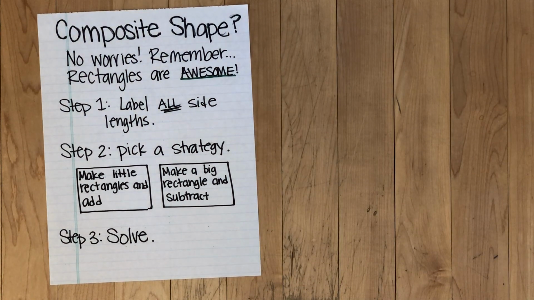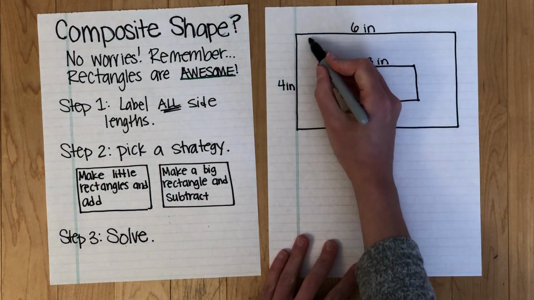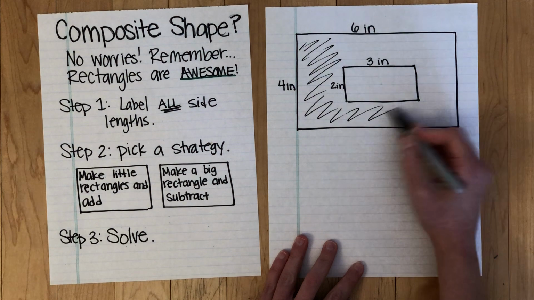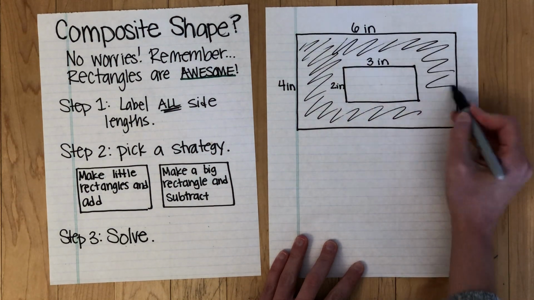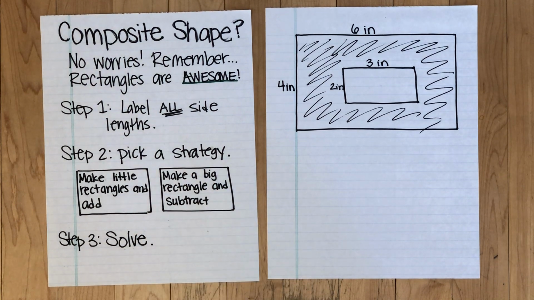Let's try another one. What I'm trying to find is the area of this whole outside shape right here. Whenever I have a cutout shape like this, I find that the best strategy is usually to make a big rectangle and subtract.